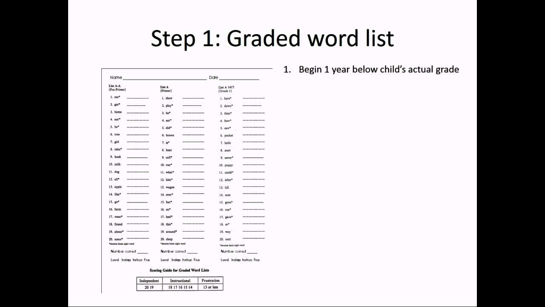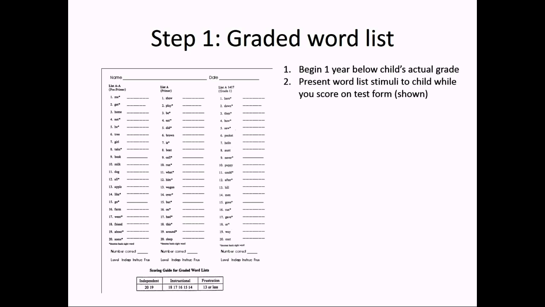So you begin 1 year below the child's actual grade level. If the child's completed first grade, then you're going to start at the pre-primer level. If they're just in first grade, you're going to start at that pre-primer level. If the child's a second grader, you're going to start at the first grade level. So you read about a year below the child's actual grade.